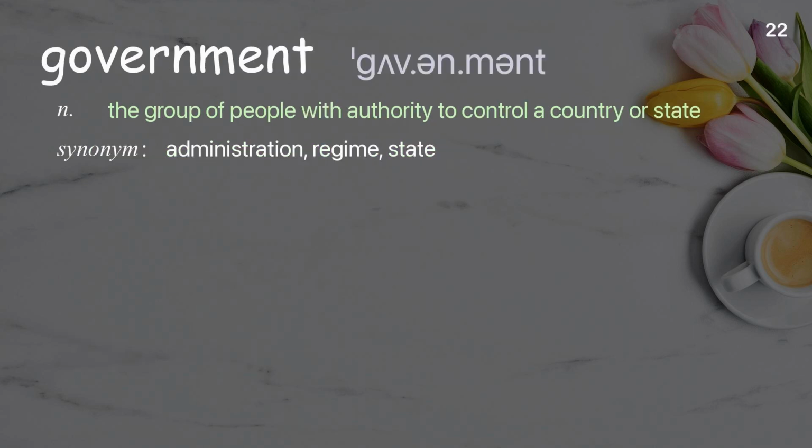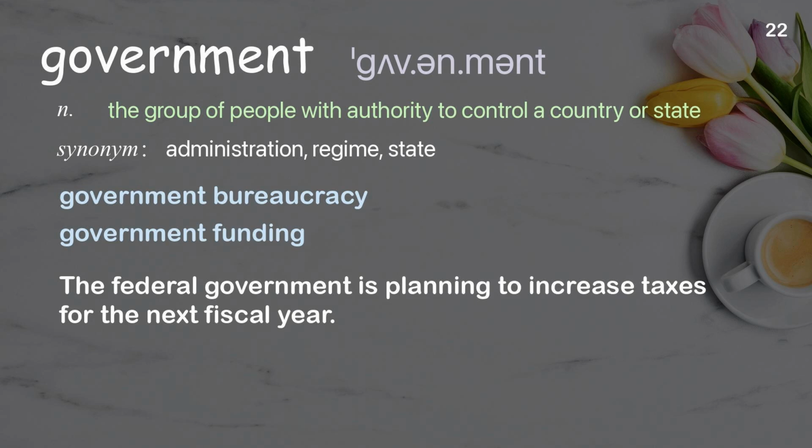Government. The group of people with authority to control a country or state. Examples: Government bureaucracy, government funding. The federal government is planning to increase taxes for the next fiscal year.